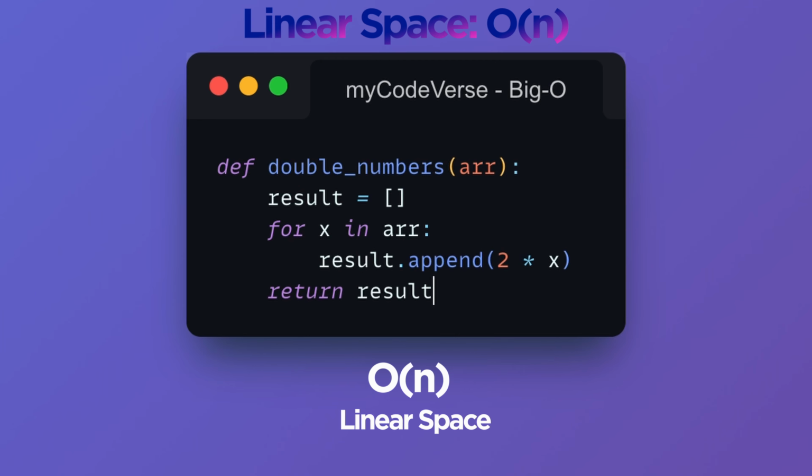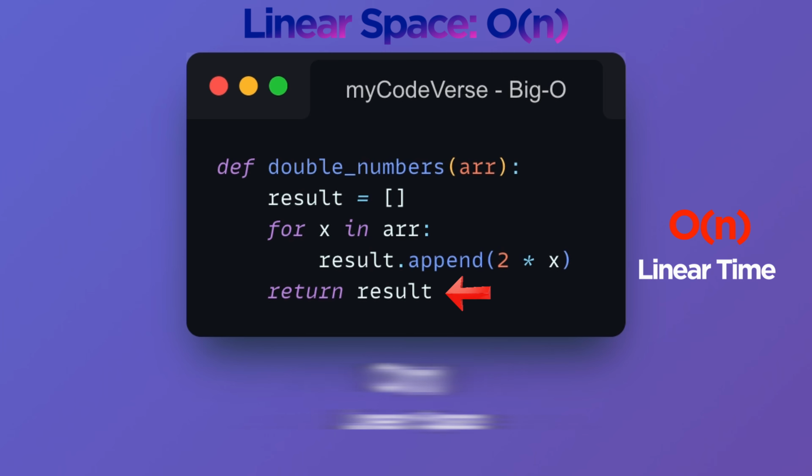Time complexity? We still loop through all elements, so O of n. And we created a new list of size n, so space, O of n. So this one is time, O of n, space, O of n. Same time as the previous example, different memory behavior. That contrast is gold.